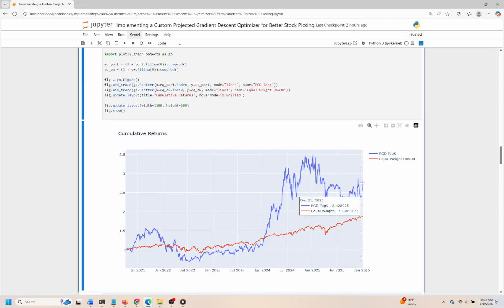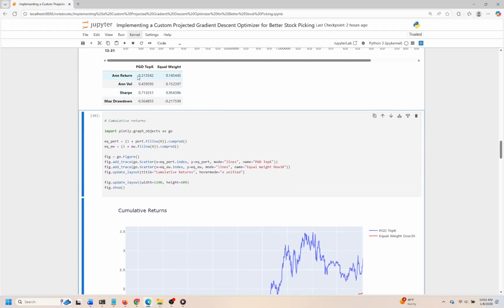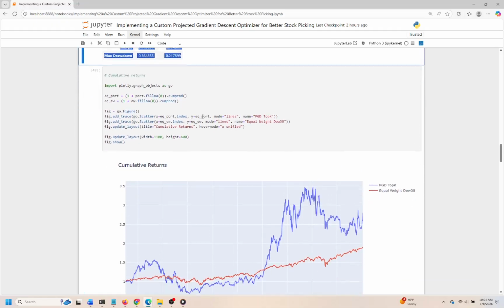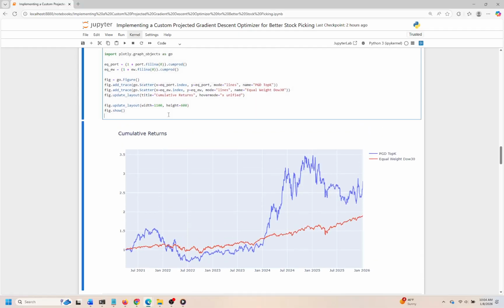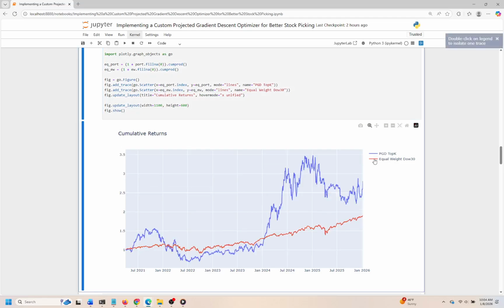Next, we visualize these cumulative returns using Plotly, a library that allows for dynamic and interactive graphs. Two distinct traces are plotted on this graph, one for our portfolio, labeled PGD Top K, and the other for the equal-weighted Dow 30, helping us clearly differentiate between the two strategies. The layout settings enhance our graph's clarity and usability by adjusting dimensions and hover features, ensuring we can easily track the performance at different time points.